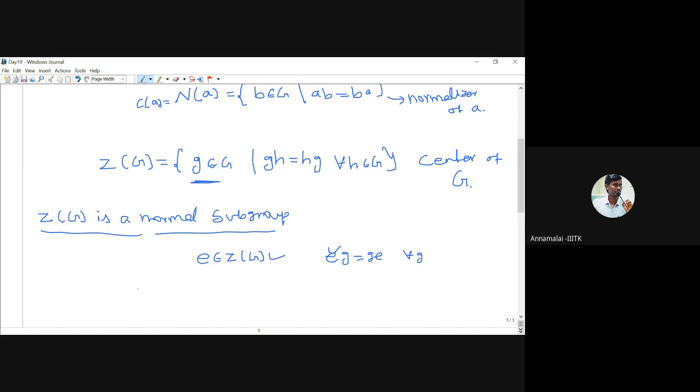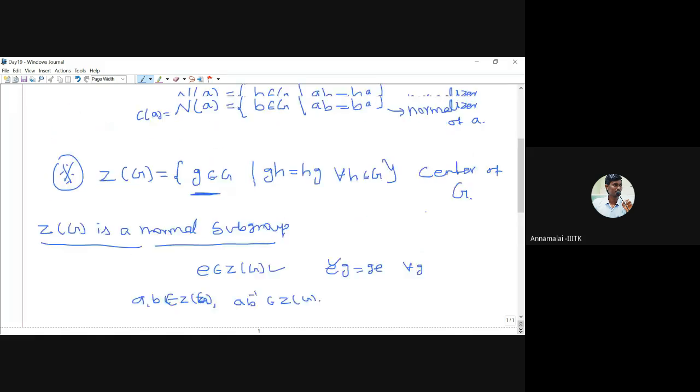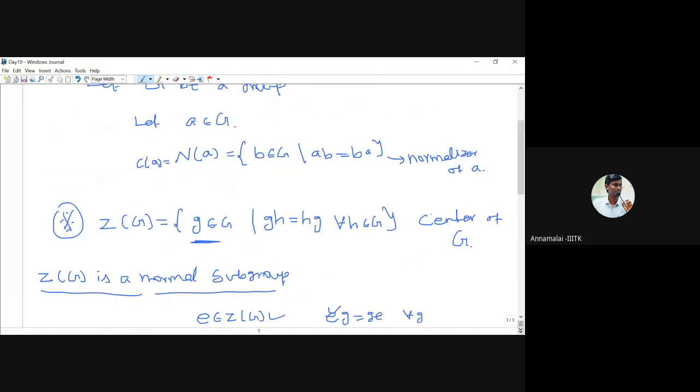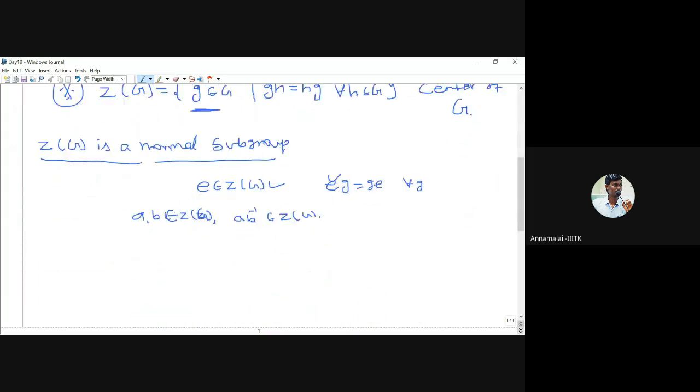And then suppose we take two elements a, b in Z of G, we can easily show that ab inverse is also in Z of G. And we can show that it's a normal subgroup. So this is a very important subgroup, called the center of the group. Finding the center of a group is a problem. Now, what is the relation between this N of a and Z of G? There are some notes.